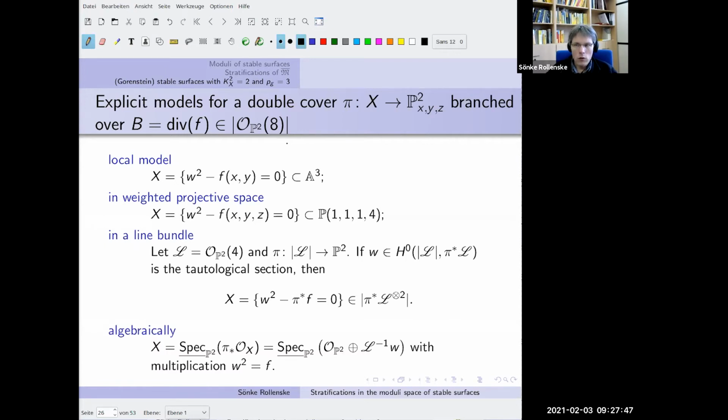You can also do this completely algebraically. X is the Spec, since it's a finite morphism, of the push forward of the structure sheaf, and the structure sheaf is O of P2 plus L inverse W, with the multiplication W squared equal to F. So again, I have realized, this time algebraically, my equation W squared equal to F. And if you don't mod out by this equation from this sheaf of algebras, then you get exactly the line bundle. So these are just different ways to look at the same thing.